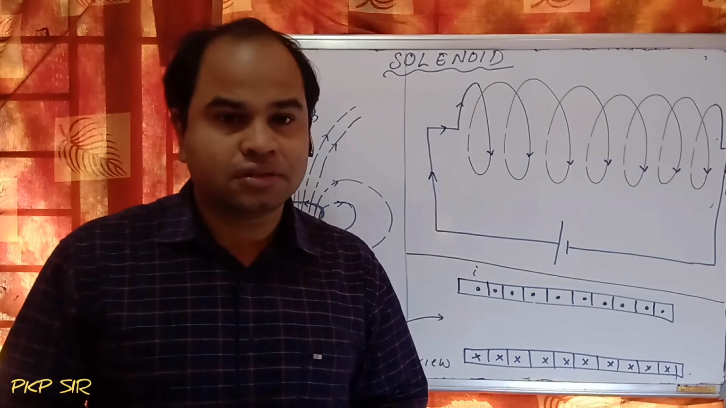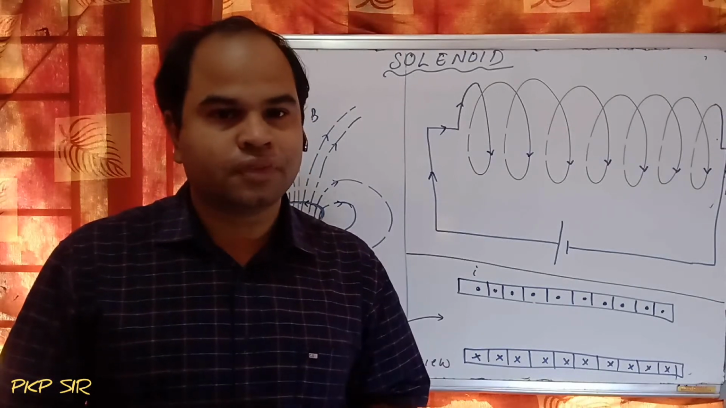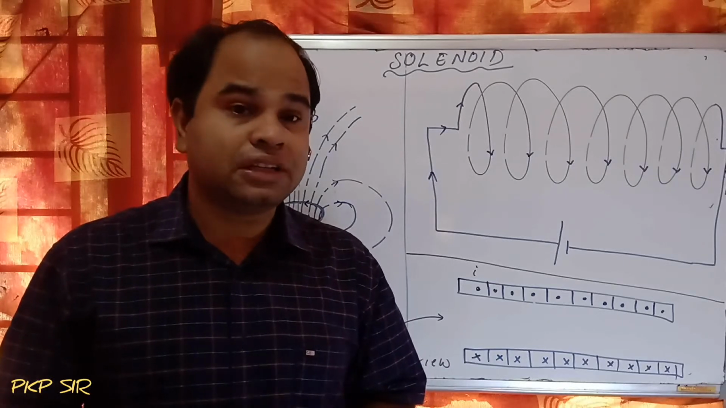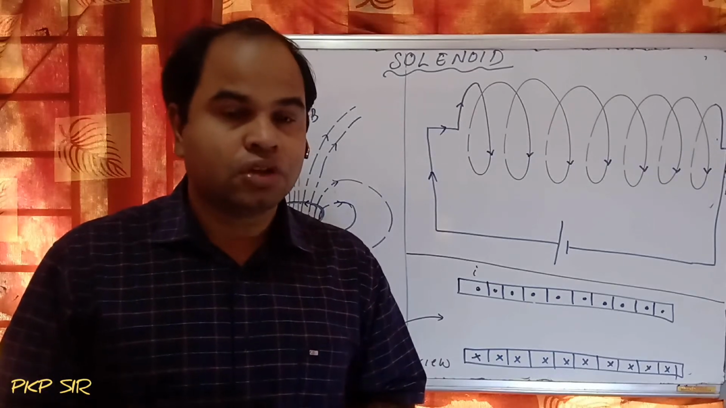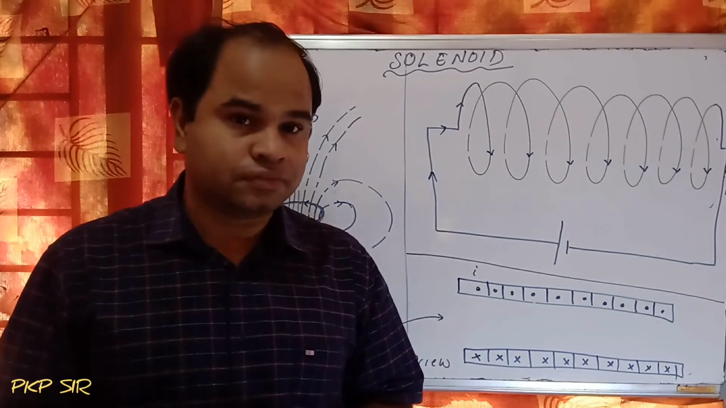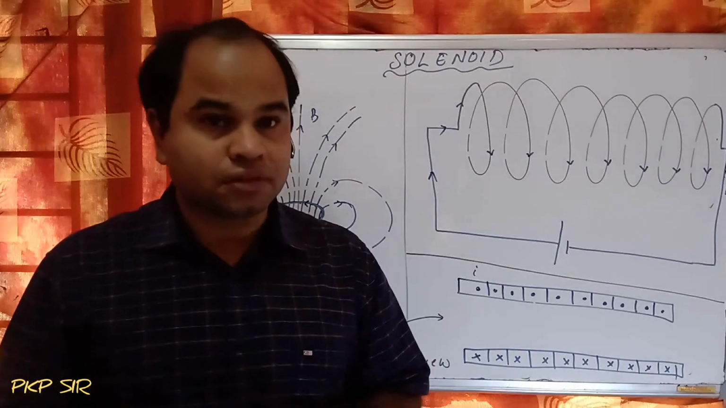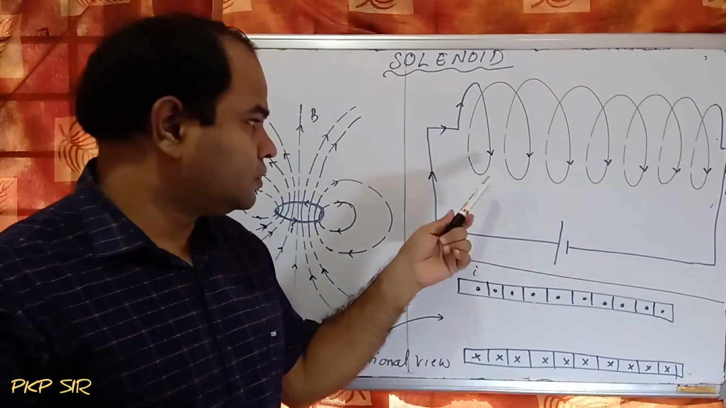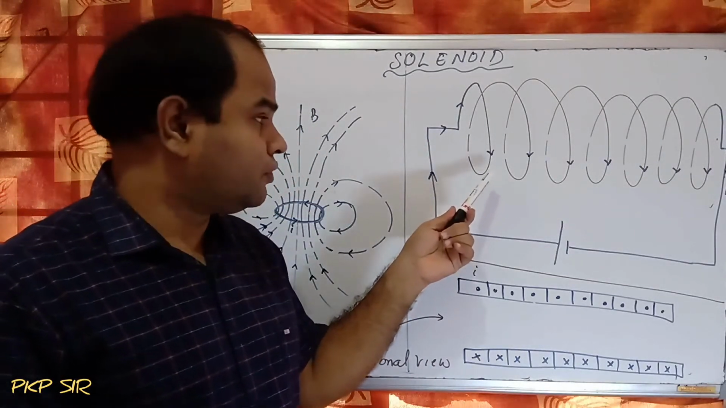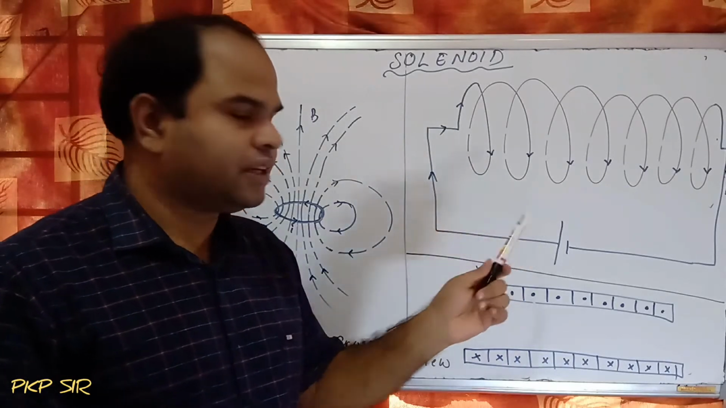Next is solenoid. So what is a solenoid? We can say a solenoid is a wire which is wound in the form of a helix, or a conducting wire in the form of a spring. The diagram of a solenoid is shown in this figure, which is connected with a battery.